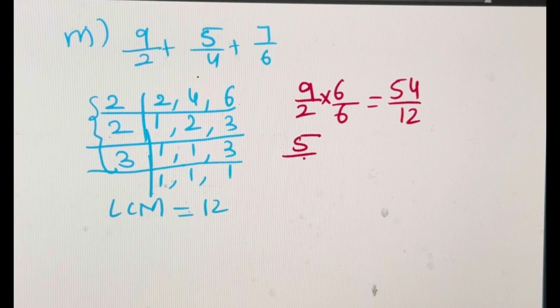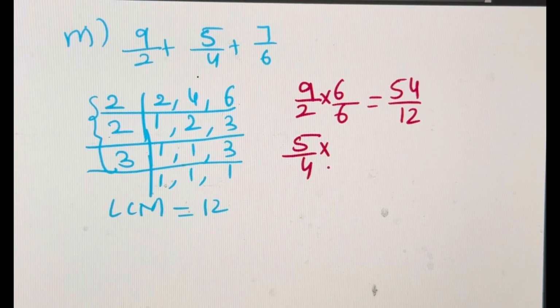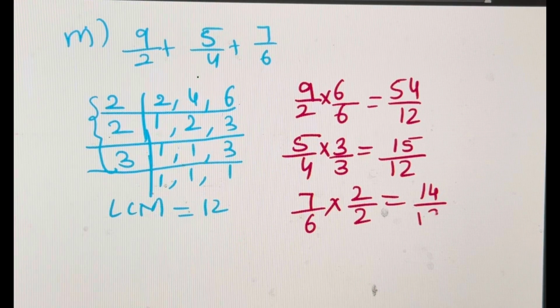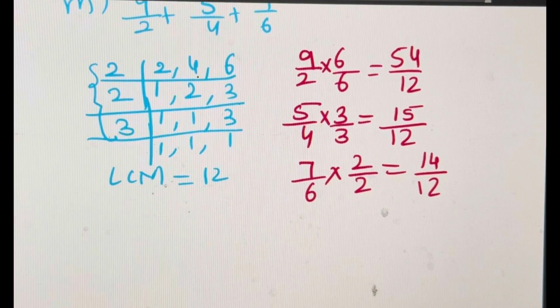Second fraction is 5 upon 4. 4 3s are 12. So we multiply it by 3. 5 3s are 15 upon 12. Then we take the third fraction 7 upon 6. 6 2s are 12. So we multiply it by 2. So 7 2s are 14 upon 12. Right? Now we add these 3 fractions.